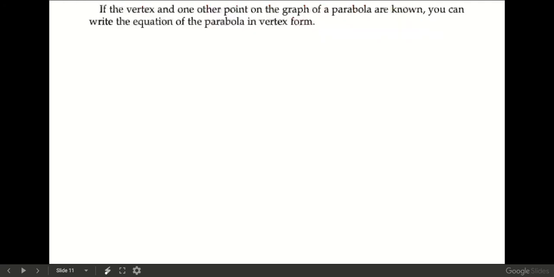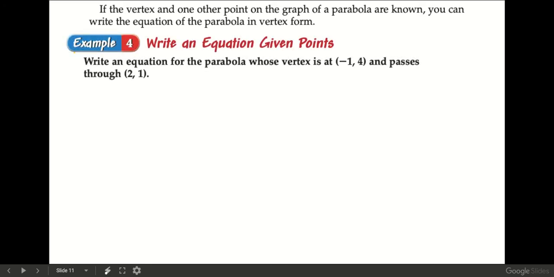All right, let's take a look at some more. So if the vertex and one other point on the graph of a parabola are known, you can write the equation of the parabola in vertex form. So here's an example. If you were to write an equation for a parabola whose vertex is at negative 1, 4, and passes through the point 2, 1, you can use this information and the standard form or the vertex form of a quadratic.